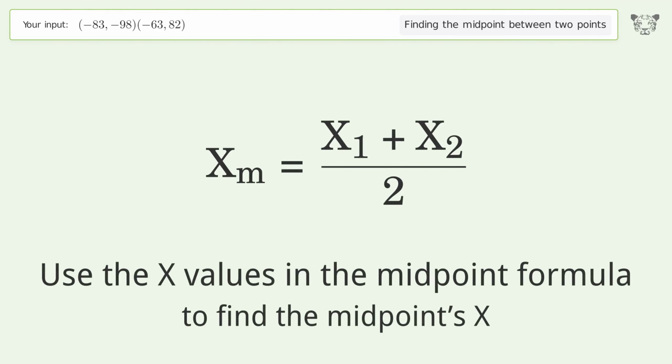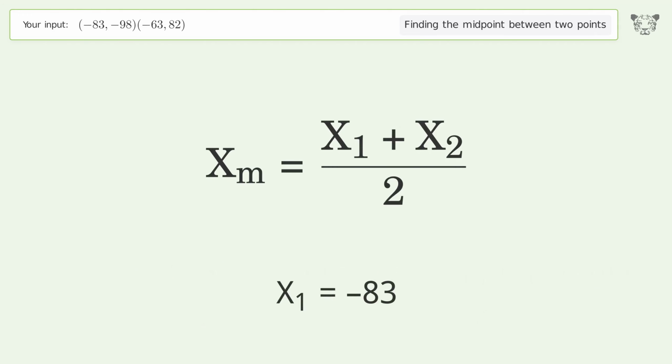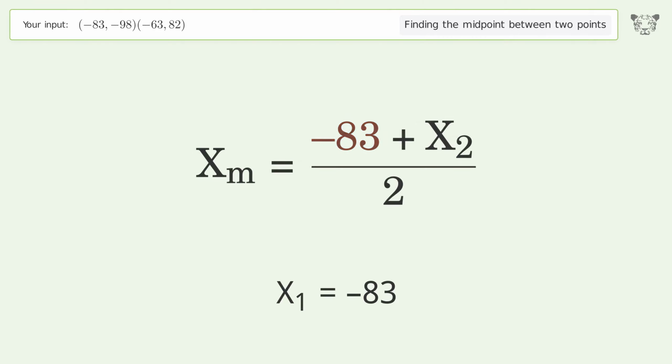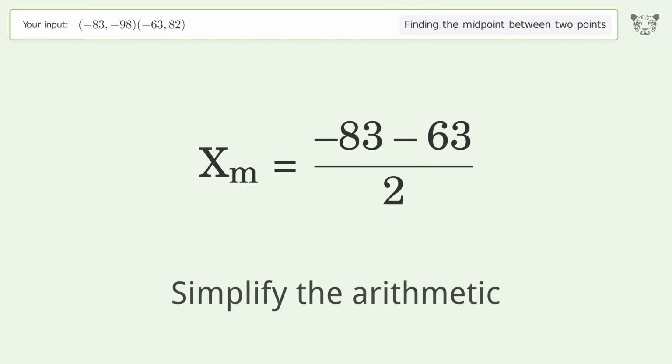Use the x values in the midpoint formula to find the midpoint's x. x1 equals -83. x2 equals -63. Simplify the arithmetic.